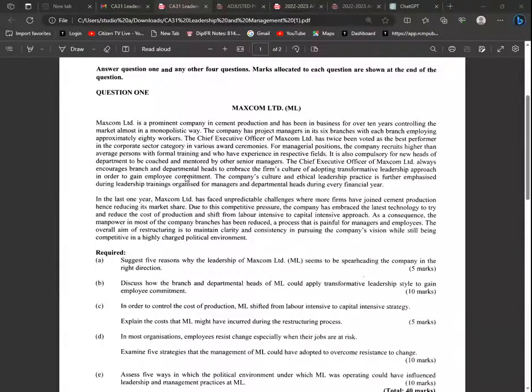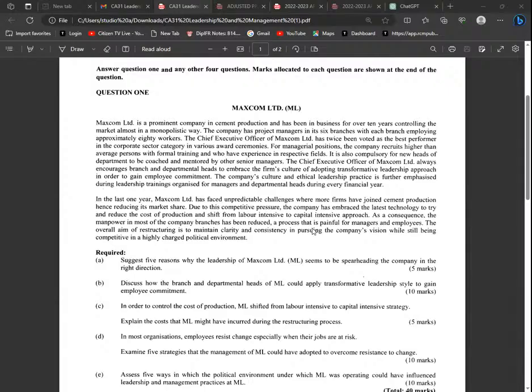Ladies and gentlemen, again, the fact that these guys have been able to embrace the very latest technology tells me that for sure, the company is being spearheaded in the right direction. As a consequence, the manpower in most of the company branches has been reduced, a process that is painful for managers and, of course, employees.